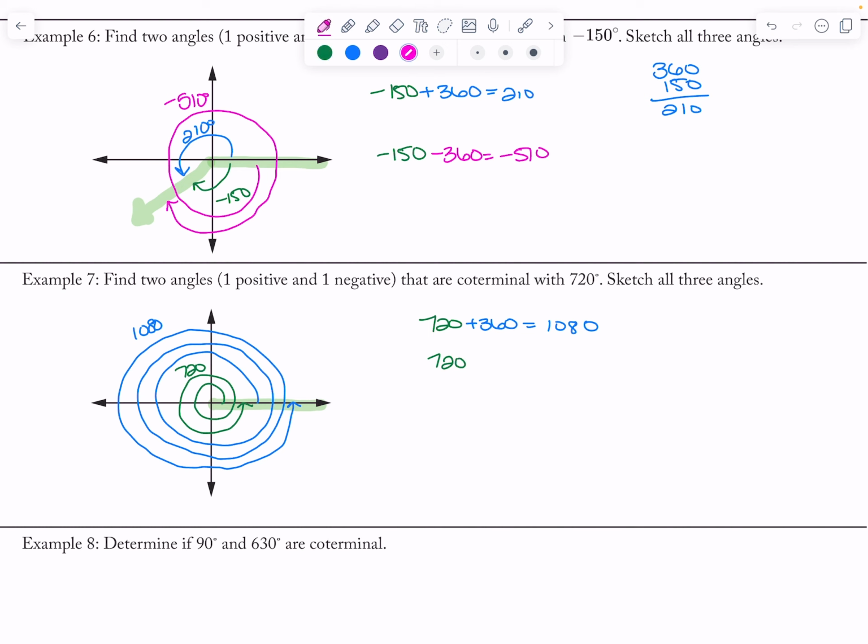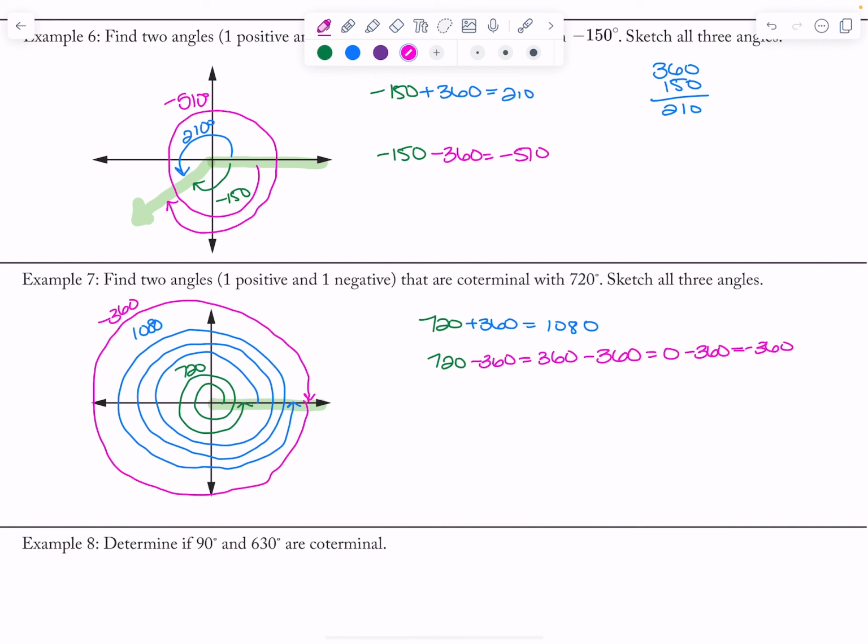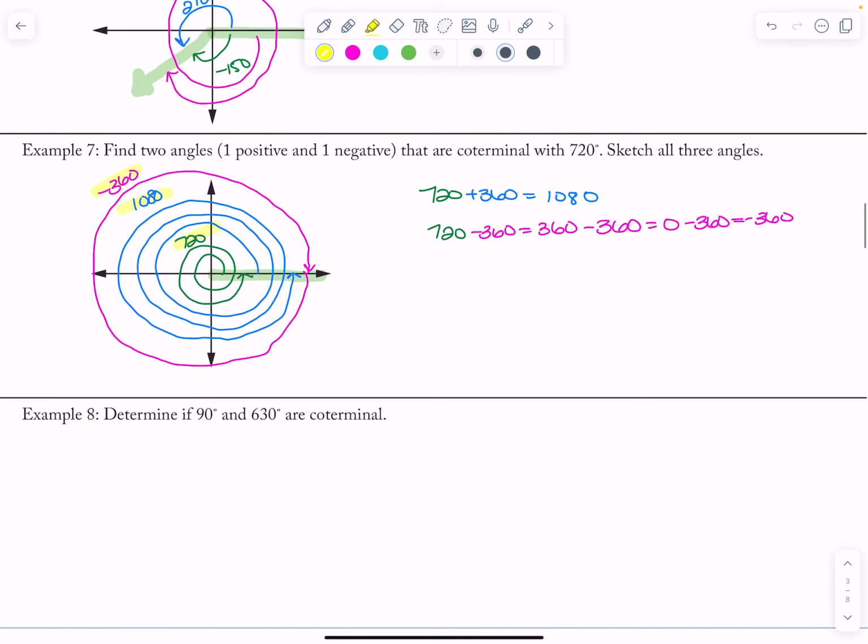So 720, and then I need to subtract 360. But what ends up happening is I get a positive 360, not a negative angle measurement. So I subtract 360 again. I get 0, still not a negative value, so I need to subtract off 360 again to get negative 360. I'm going to keep subtracting off 360 until I get a negative angle measurement. So negative 360. And again, what I'm checking mainly is that these angle measurements are correct.